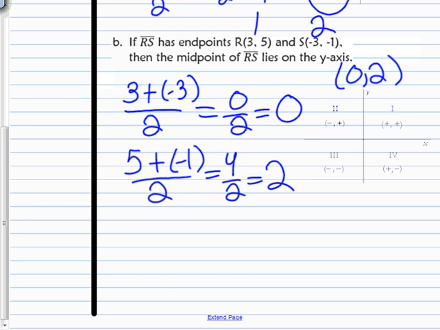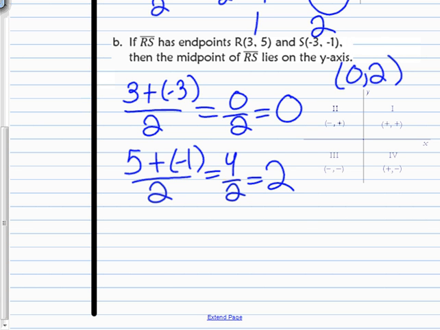So be paying attention to what the question is asking. Most questions, like on the EOC, are not just going to say, find the midpoint. They're going to give you a word problem that's going to ask you to prove something, and through that, you will have to find the midpoint, like this. I talked about having endpoints, and it wanted us to prove if the midpoint was on the y-axis. So we had to use those endpoints to find the midpoint, and now once we found the midpoint, determine something about it.